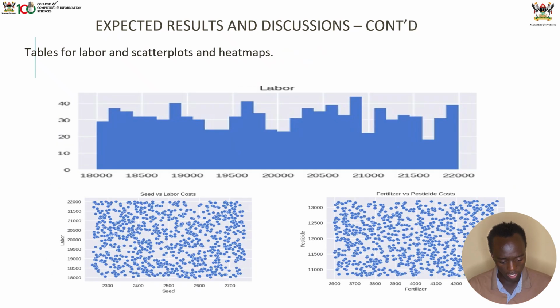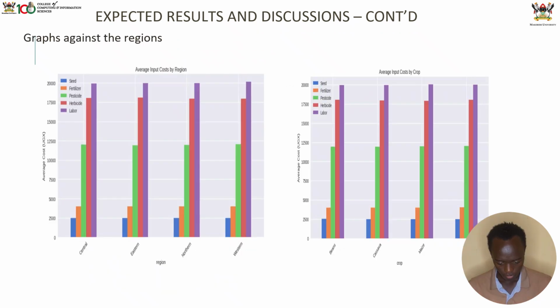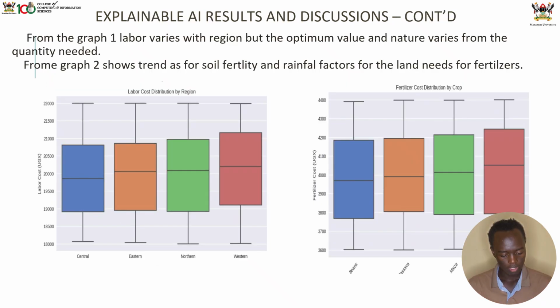And here we have the labor graphs, the seed versus labor costs. Then we have fertilizer versus the pesticide costs. And our expected results, and essentially we shall have a graph of average input costs by the region. Average input costs by what? By crop. So here we have labor cost distribution by region and the fertilizer cost distribution by crop.